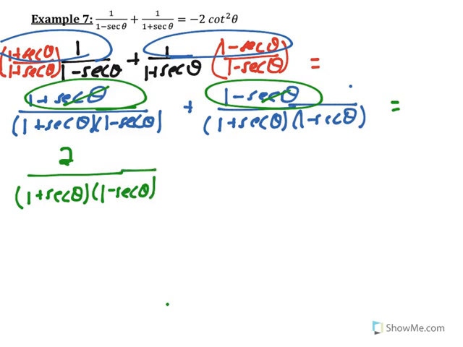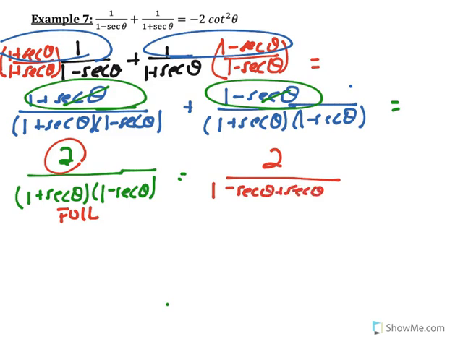So here's my thing. Now, because we are solving, I know what I want to get to. I want to get to -2 cotangent. I'm happy because I see I already have a 2 on top. So I'm going to rewrite my 2, but the bottom needs to get me some form of maybe tangent squared. The only thing that I can see to do is FOIL the bottom. If I FOIL the bottom, I'll get 1 minus secant plus secant minus secant squared. And what happens is the secants cancel. I get 2 over 1 minus secant squared.